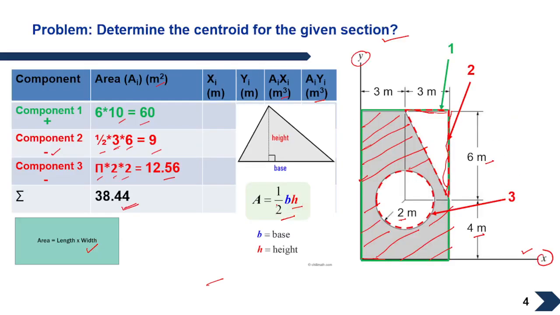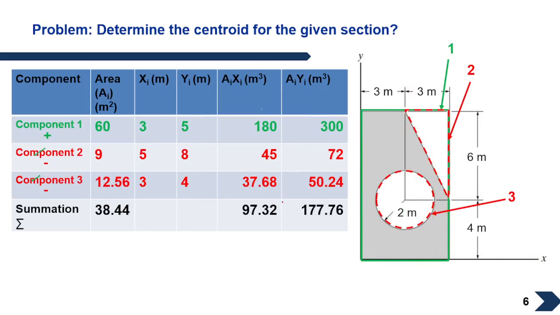So we are here. I will just tell you how to solve this part, Ai into xi. This is very easy. Ai we have already calculated. This is 60, into xi for this is 3, so 3 into 60 gives 180. Similarly, for Ai yi, Ai is 60 and y is 5, so 60 into 5 will give you 300. Similarly, you can calculate it for this and for this.